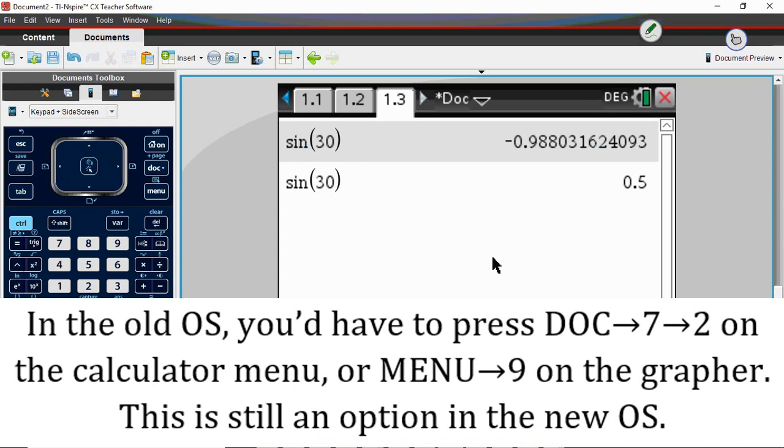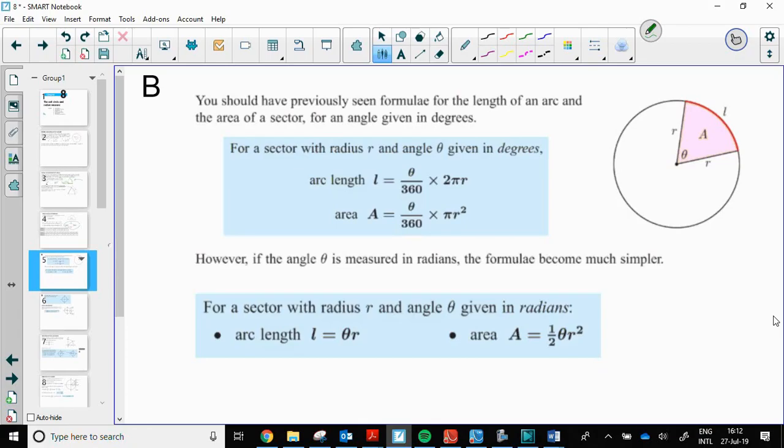The exact same functionality will occur when we get into graphing. All you'll have to do is click up there on your graph screen, and then you can change rapidly between degrees and radians. Section B is our reminder about arc length and area of a sector.